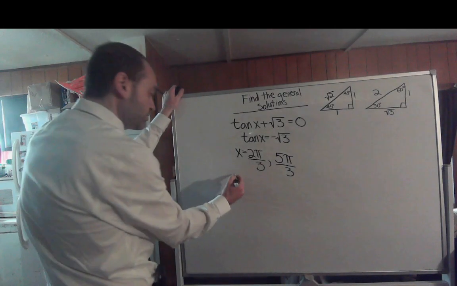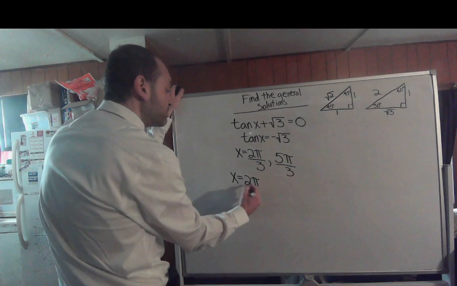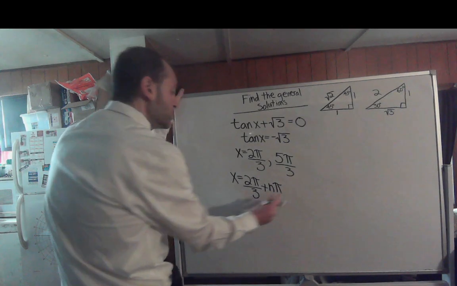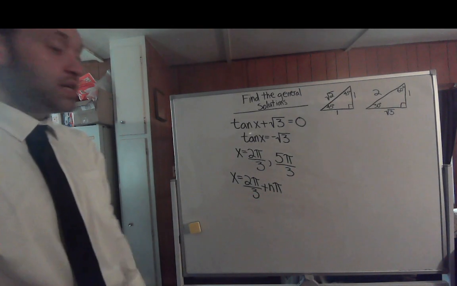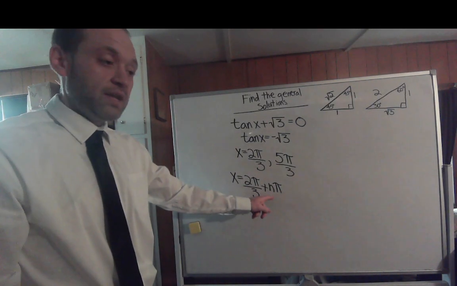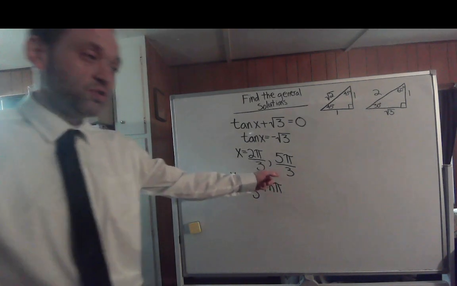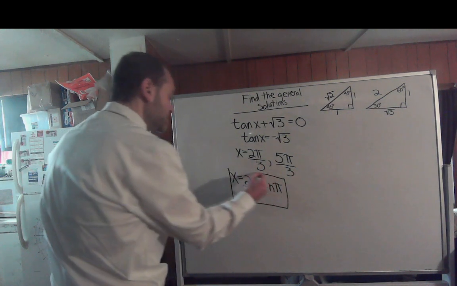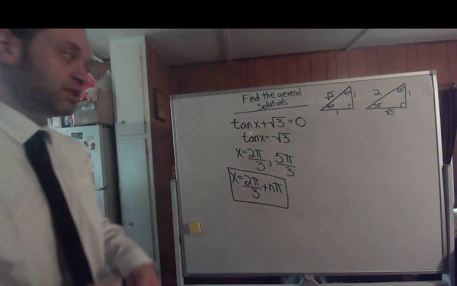Now, to write the general solution, you'll get that x equals 2 pi over 3, but it's plus n pi, because the period of the tangent function is only 1 pi. And we don't need to account for 5 pi over 3, only for the fact that if I make that n 1, which would turn into 2 pi over 3 plus pi, this will also account for 5 pi over 3. So I can just write this as one general solution as x equals 2 pi over 3 plus n pi.